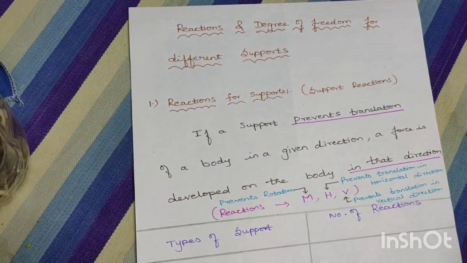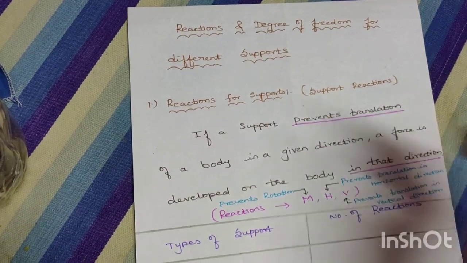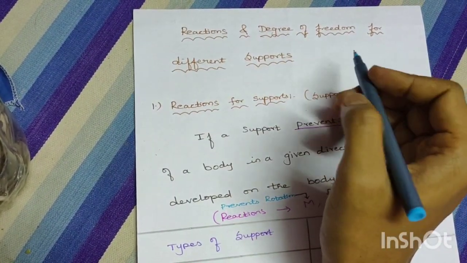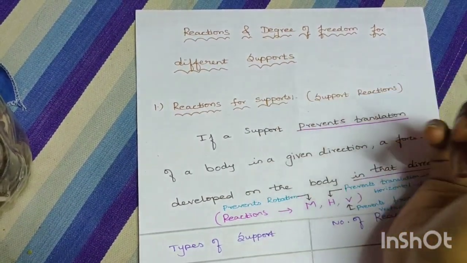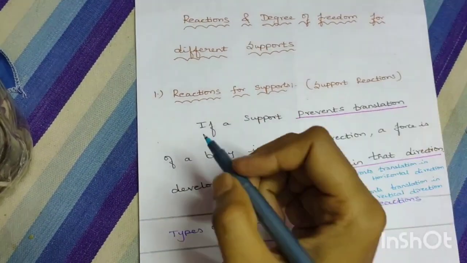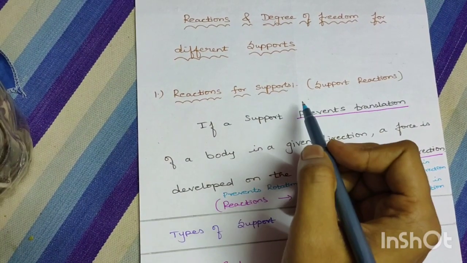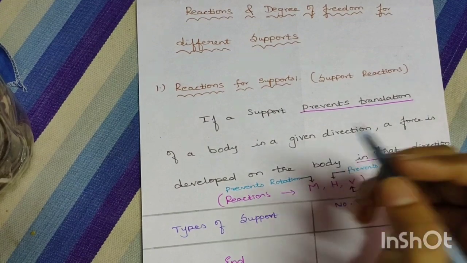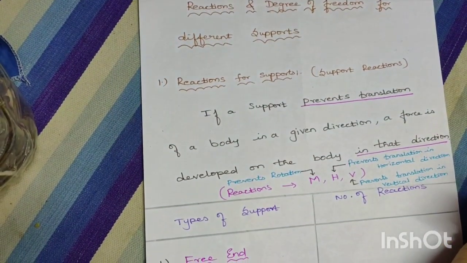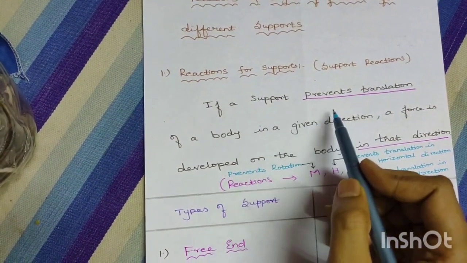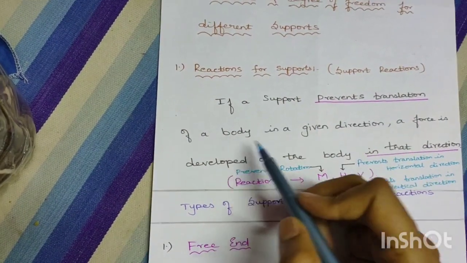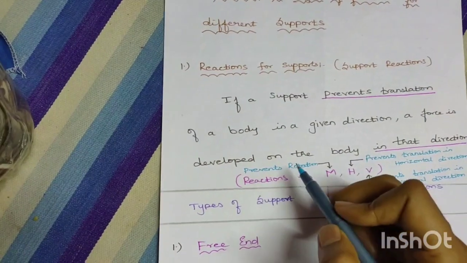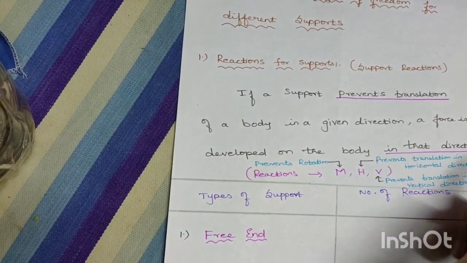Welcome everyone. Today what we are going to discuss is reaction and degree of freedom for different support conditions. First we are going to discuss reaction for supports. First we have to know what is meant by support reaction. The definition of support reaction is: if a support prevents translation of a body in a given direction, a force is developed on the body in that direction.